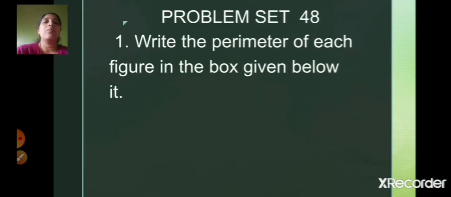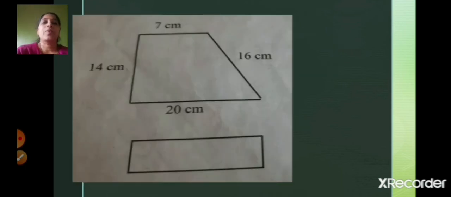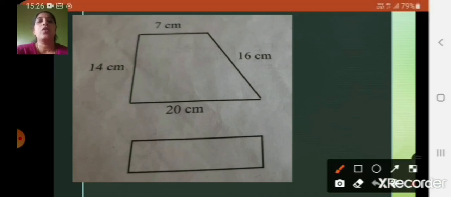Now we'll start with problem set 48. What is given? Write the perimeter of each figure in the box given below it. So now you can see the figure. All the four sides are not the same, so they have given different measurements. So what you are going to do, children? You are going to add all the sides. So you will write 14 plus 7 plus 16 plus 20.